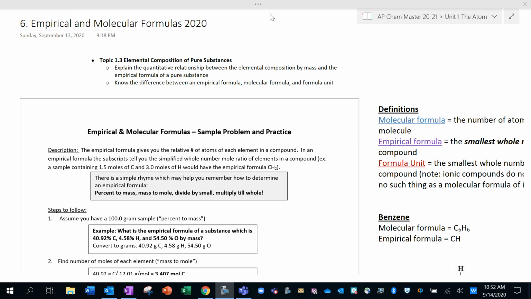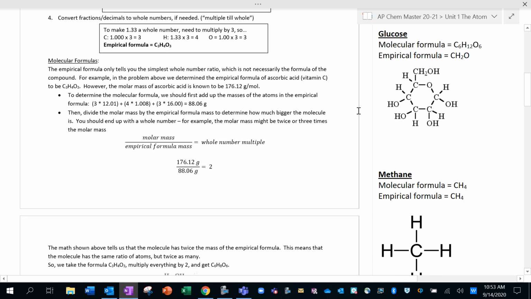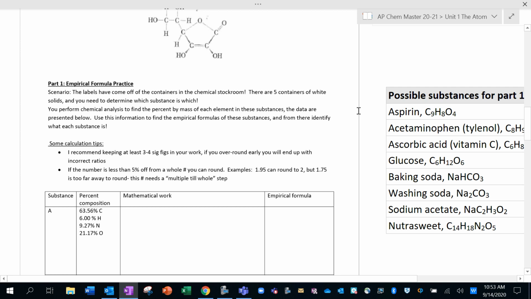All right, welcome. In this video, I'm going to talk through some examples of finding empirical and molecular formulas based on some data. So I'm going to assume that you have read through these definitions up here at the top and looked through this example. And then we're going to skip ahead to going over a sample problem.